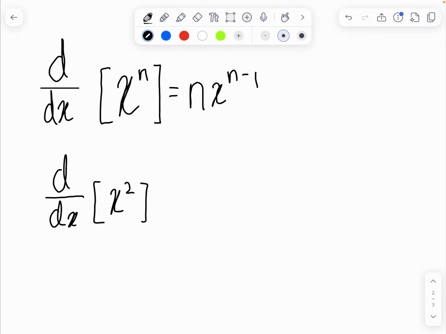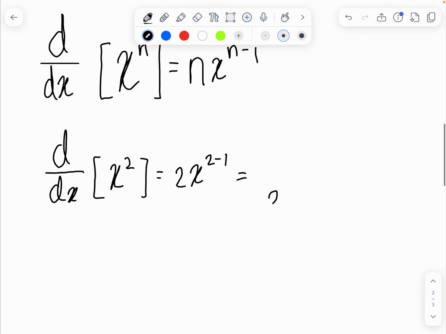Okay, hopefully you've paused the video, and now you can see that the answer is 2x. Actually, let me show my work. So we have an x here, and the n is 2, so it's 2 minus 1, and it's multiplied by 2, so this just becomes 2x.